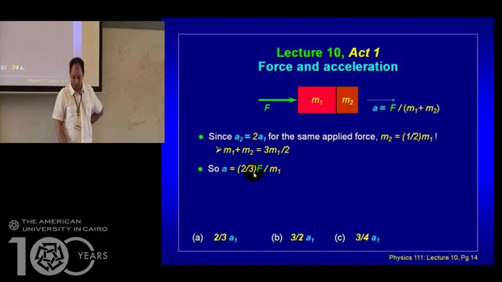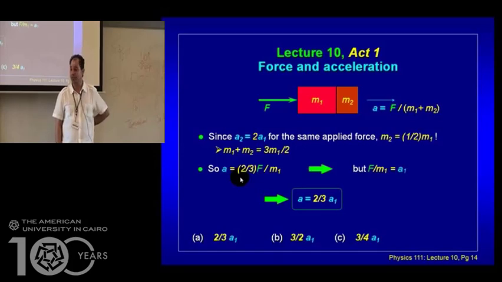Okay guys, done? The remaining part is to find the relation between A1 and A. We know that F divided by M1 is A1. So I'm going to replace F divided by M1 by A1, then you get the answer. The answer is A equals 2 over 3 A1.